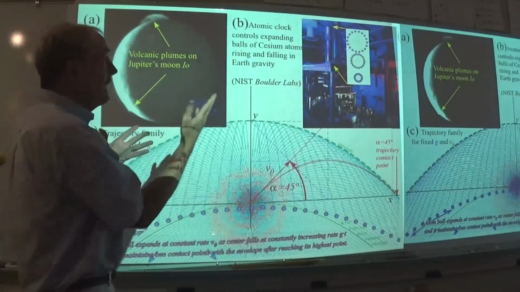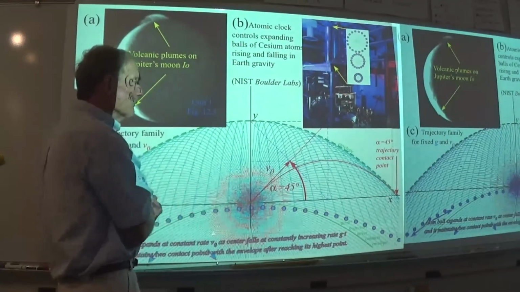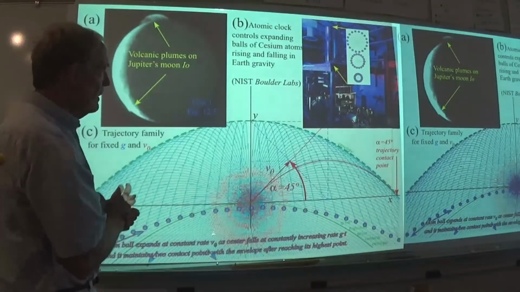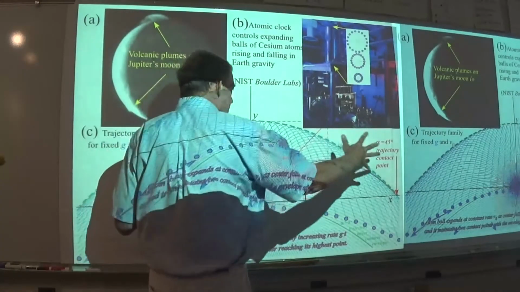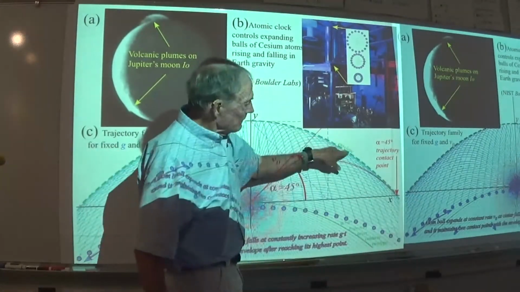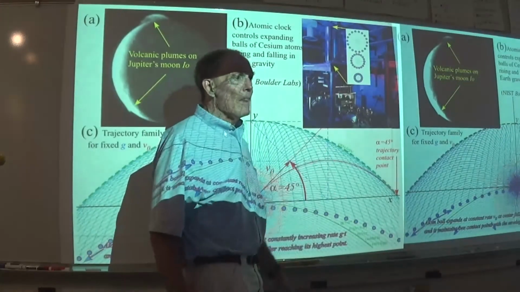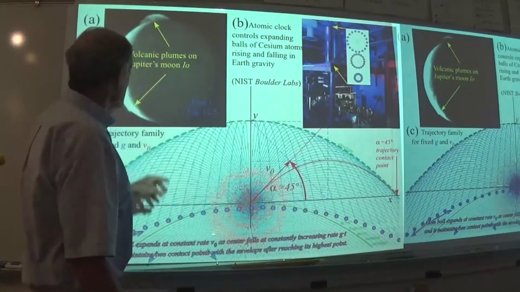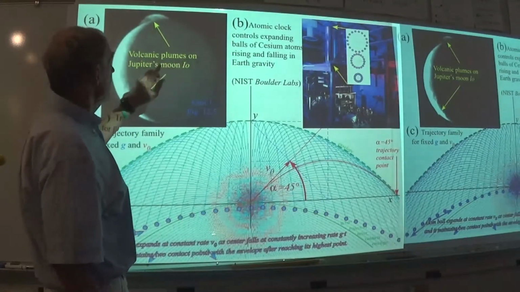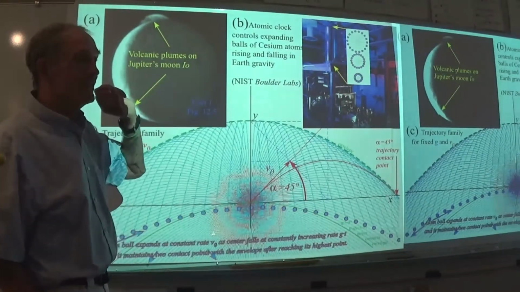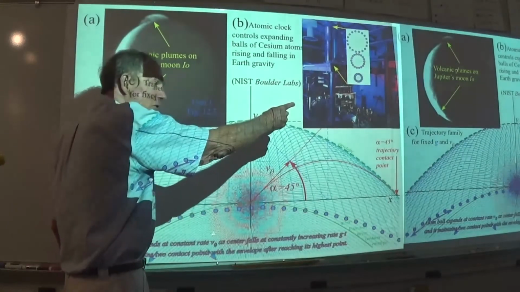Or it's just a fountain. This is what we're really looking at here. Boom, and it makes an envelope, a contact envelope. Okay, and that's what we want to calculate: the shape of the volcanic plumes on Io. So here's a small example of this.